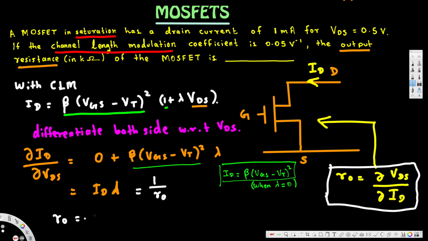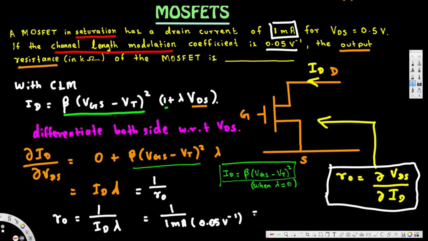Therefore RO is going to be what? 1 over this term, right? 1 over ID lambda. Now let's look at the values given. We have the drain current provided, 1 milliampere, that's ID. And we have the channel length modulation effect coefficient, that's lambda. Here we have that one provided, that's 0.05, that's the lambda. So this is what we are going to have: 1 over 1 milliampere times 0.05 volt to the power minus 1, and that's going to give us the resistance.